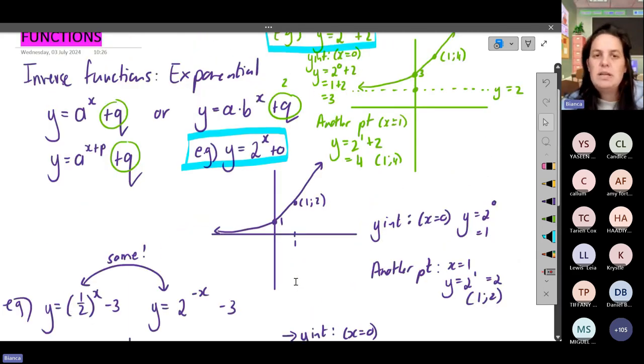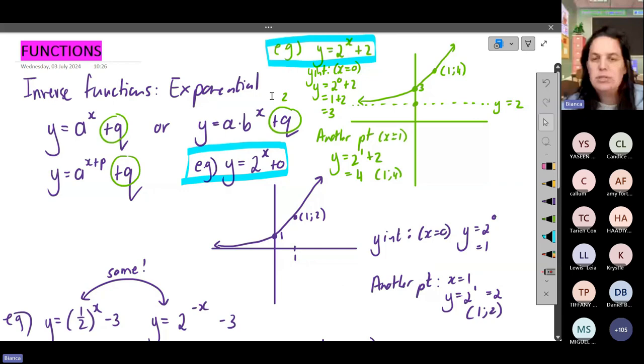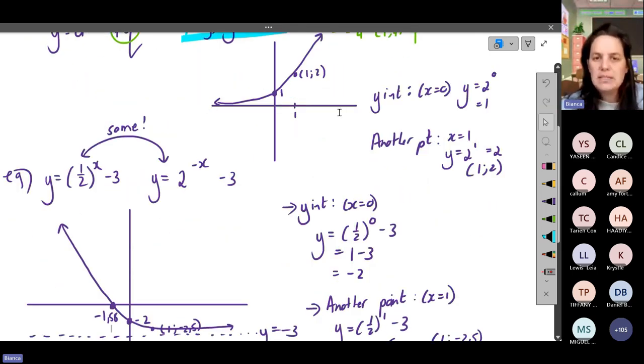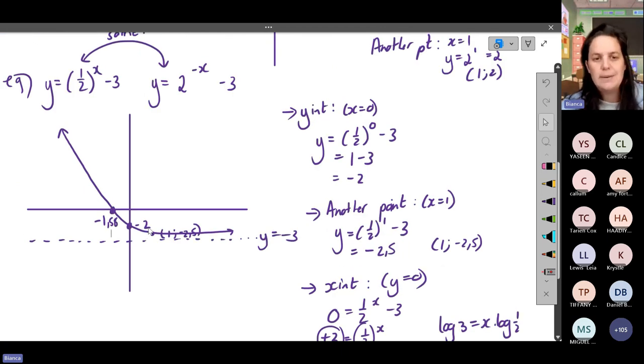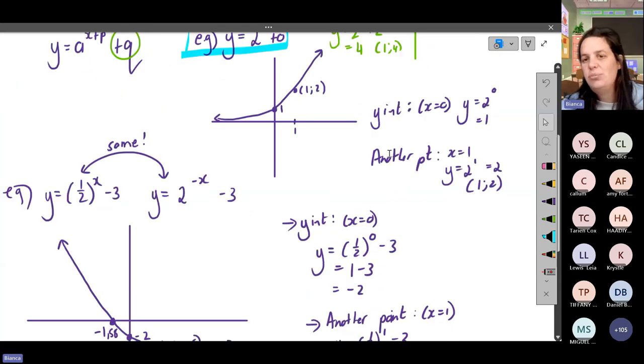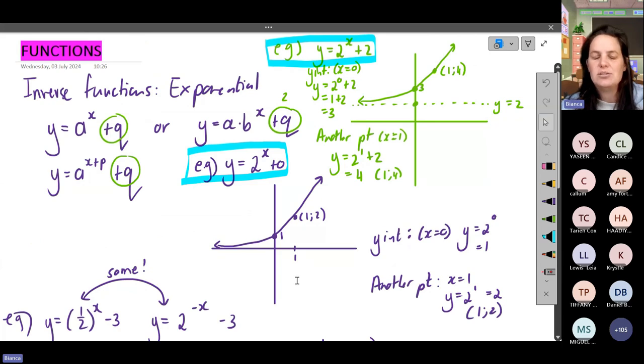Inverse functions. We're talking about exponential functions, which is all the grade 11 work that you do need to know. But drawing a function, you start off with the asymptote, then you put the y-intercept, and then you get another point. Same thing in this example: asymptote, y-intercept, another point. This example down here, we started off with the asymptote, y-intercept, another point. And then we noticed that when you draw the graph, it actually intercepted the x-axis. So if that happens, you actually have to work that x-intercept out. You can't leave it.